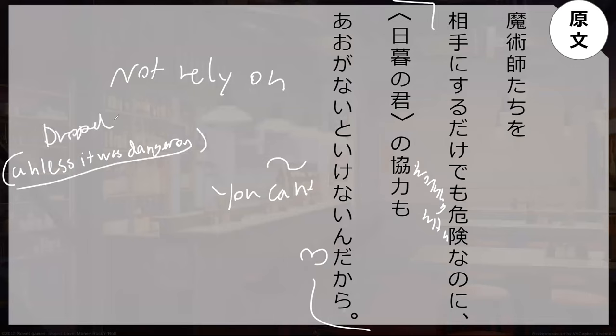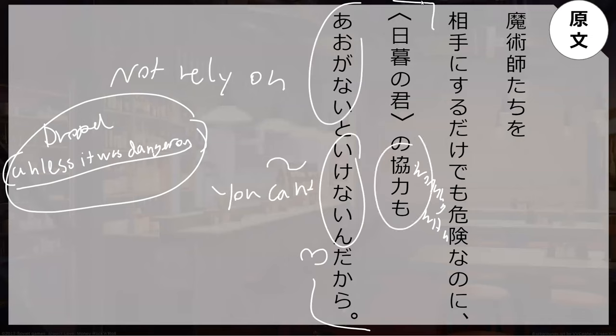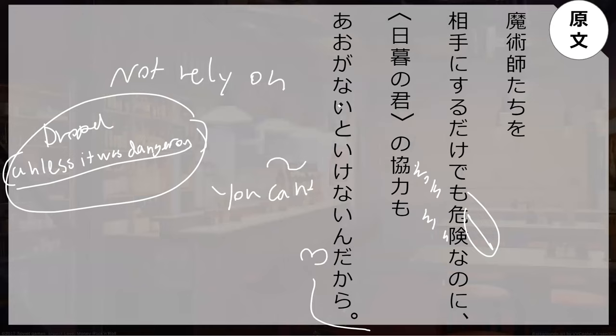So what's been dropped from the sentence, which confused me, is "unless it was dangerous." This is what's basically been dropped. So you can't not rely on working with the Man of Twilight unless it was dangerous, saying that working with the Man of Twilight is extremely dangerous. If you're working with him, it would be super dangerous. Because even just working with the magicians is dangerous. It's got to be way more dangerous if you're working with, I mean, Higure no Kimi.